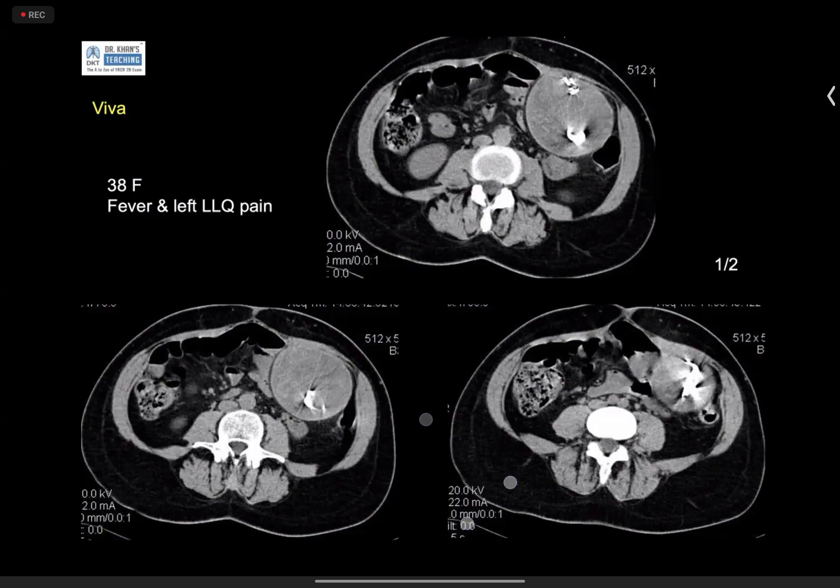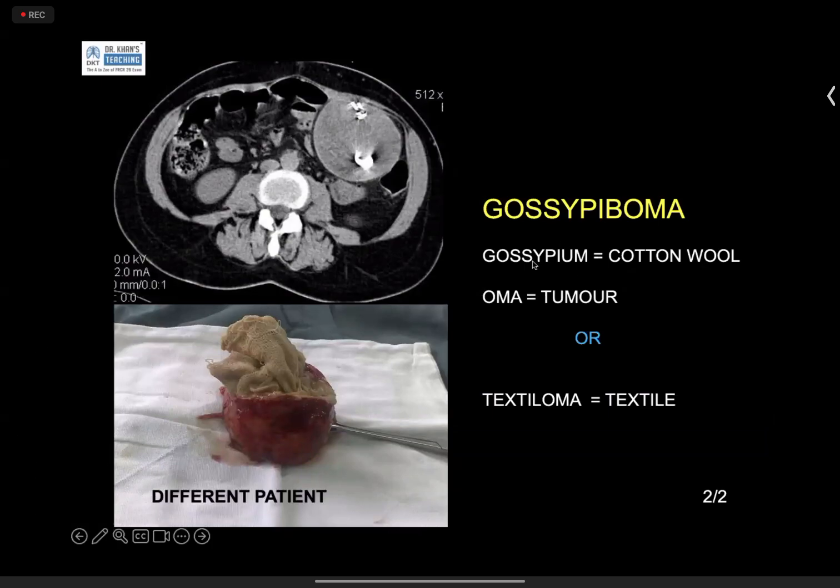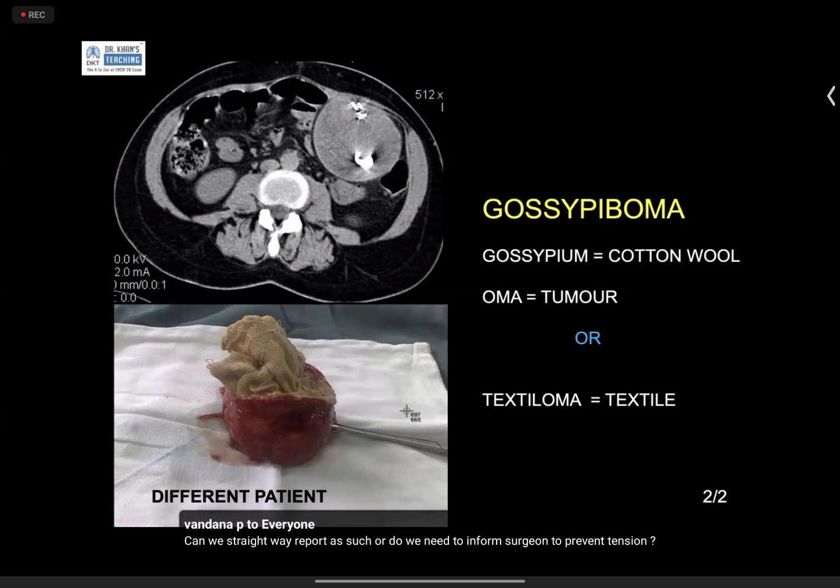This is another case of a gossypiboma. Basically, the word gossypiboma means gossypium, the Latin word for cotton wool. Oma is a tumor. Some people also use the word textiloma. And this is another case. This is not this case. Now, please remember that it is a sort of a never event in the UK. But over the years, I have seen quite a few cases, and many of them have been operated overseas. Basically, please remember, now the protocol is that they use gauze.